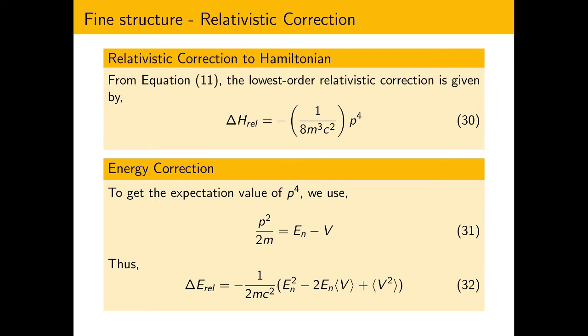So the H relativistic right there is our negative 1 by 8 m cubed c squared p to the power 4. Now this is the correction that we need for us to derive the entire fine structure of the hydrogen. So to get the expectation value of p to the power 4, we use p squared by 2m equals En minus V. Thus, substituting this into equation number 30, we get delta E relativistic is equal to negative 1 by 2mc squared, and then this term right here.